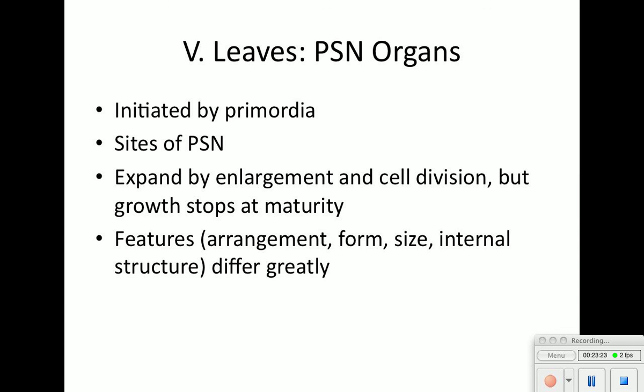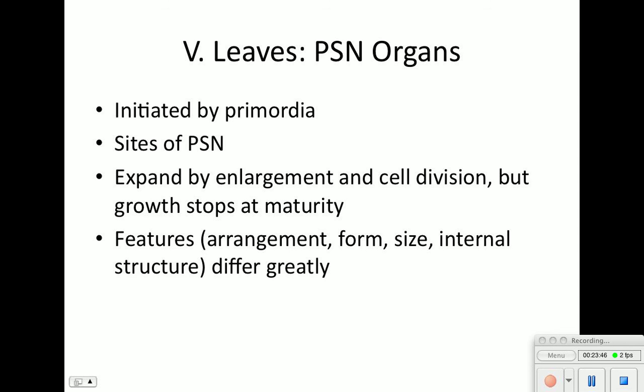Okay, I think the last thing that I want to discuss are leaves, which are our photosynthetic organs. They are initiated by the primordia. So they come from primordia. They are where photosynthesis takes place. They expand by enlargement and cell division, but then once they reach maturity, they don't grow any larger.